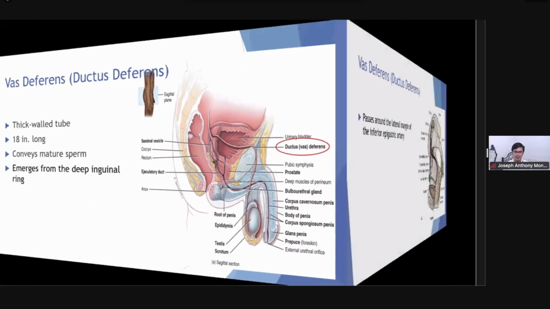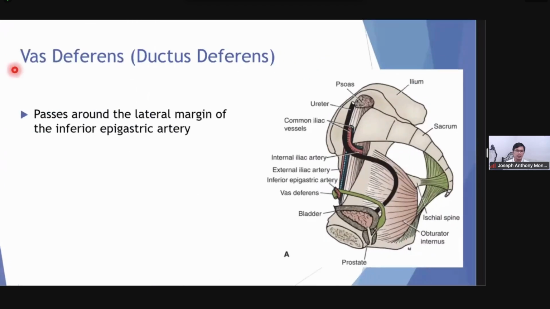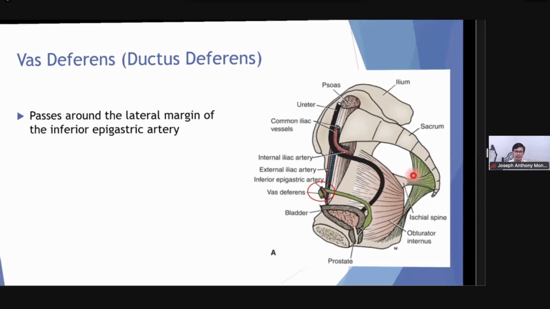Okay. So that's your vas deferens or ductus deferens. Since we are studying anatomy, it's very important to know the structures that are in relation to what we are trying to drive at. For this one, your vas deferens would pass around the lateral margin of your inferior epigastric artery. But for this slide, it is also important to take note of the ischial spine. Later on, we'll be discussing how your vas deferens will travel towards the bladder and goes posteriorly. Just take note of this ischial spine.